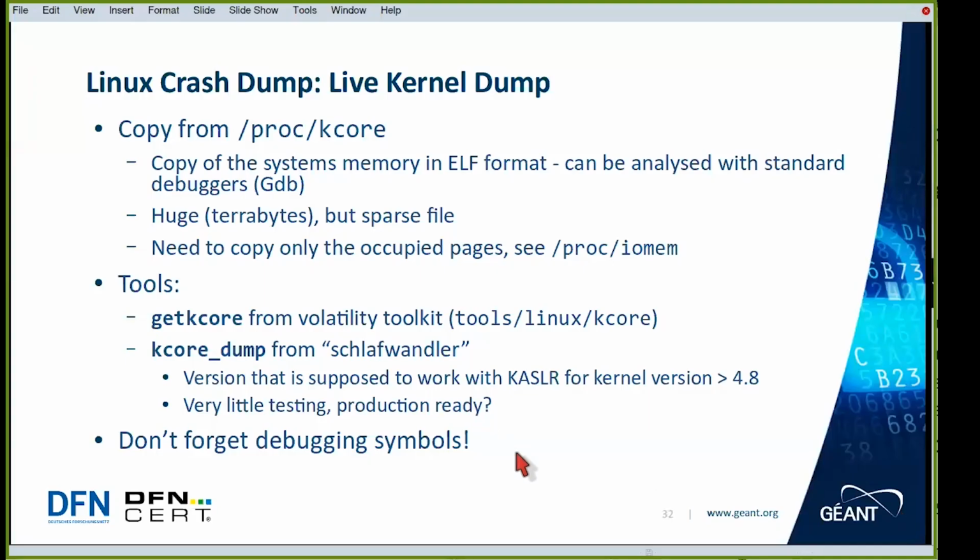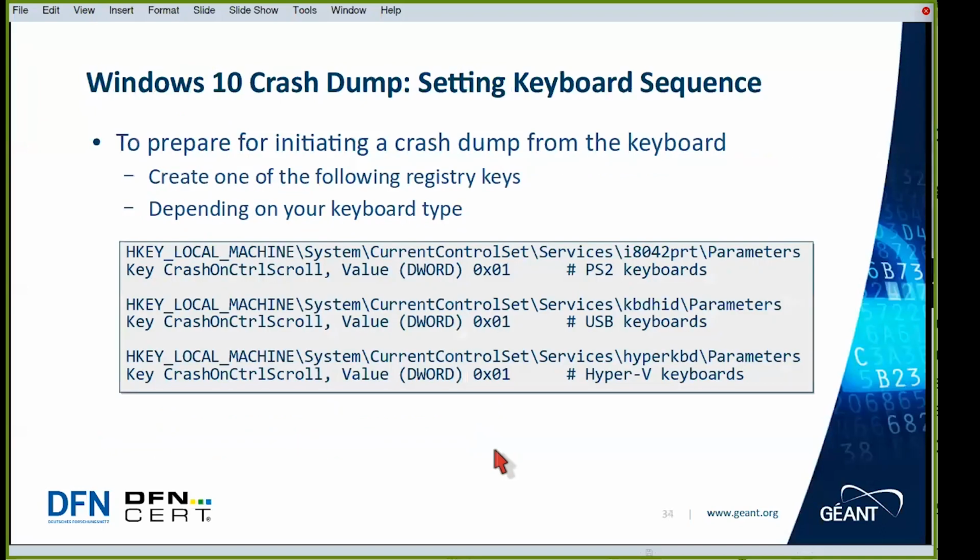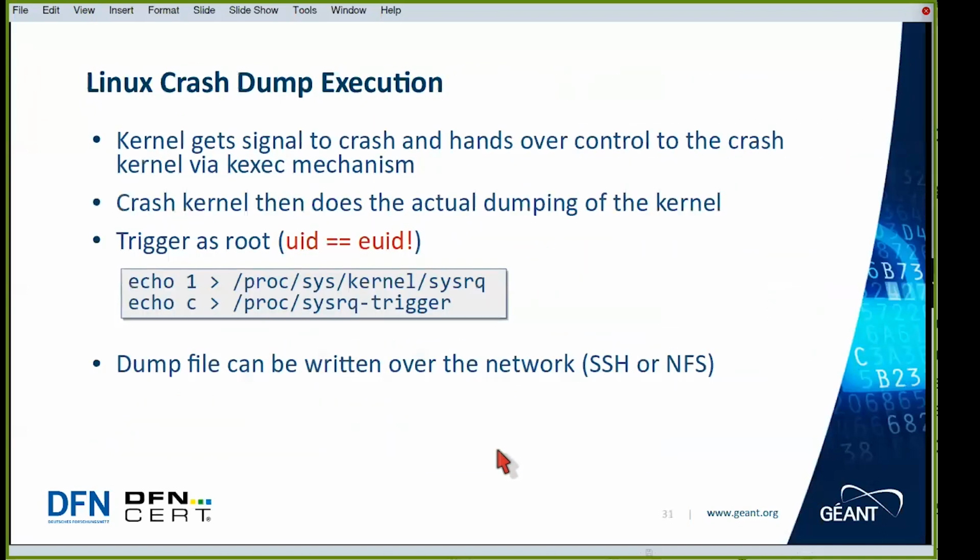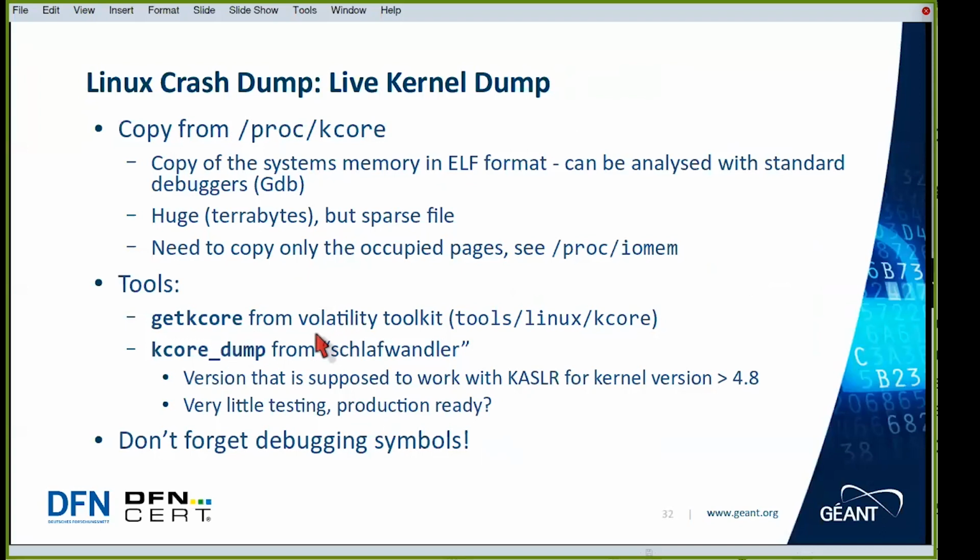Again, back to slides. So there are two tools to do this. We have get kcore from the Volatility toolkit. It's in the tools Linux kcore directory, or the kcore dump tool from a guy nicknamed Schlafwandler. And this version is supposed to work with address space randomization from kernel 4.8 onwards. But I've tried get kcore when I prepared these slides, and it worked just well. So maybe the Volatility guys have updated their tool.